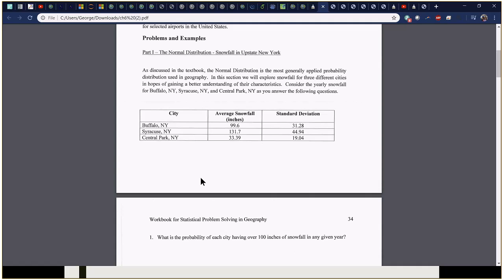Where did 0.5 come from, though? Okay, that's a good question. 0.5 is the area of the green and the red combined, because on the standard normal distribution, the area under this curve is 1, and so half of it is 0.5.